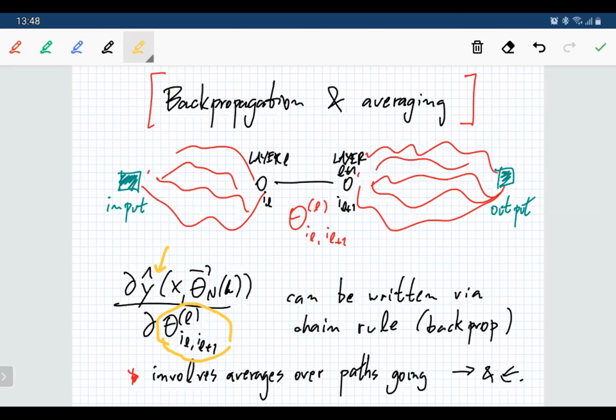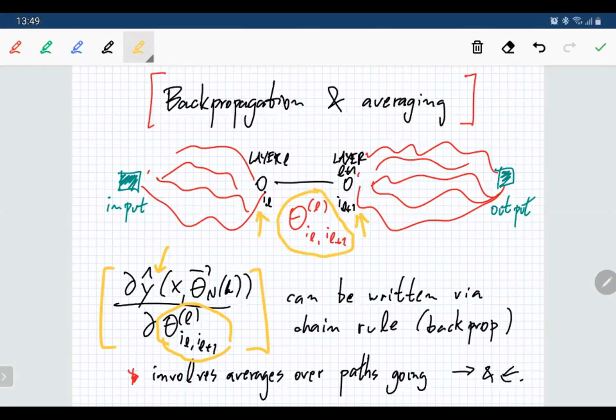And when you write down this derivative here, you get lots of sums and lots of averages in our case, because we're normalizing things. And these averages involve paths going forward in the network and paths going backward, right? So here I'm thinking that I have a weight that's in the middle, so it's far from the input and the output.